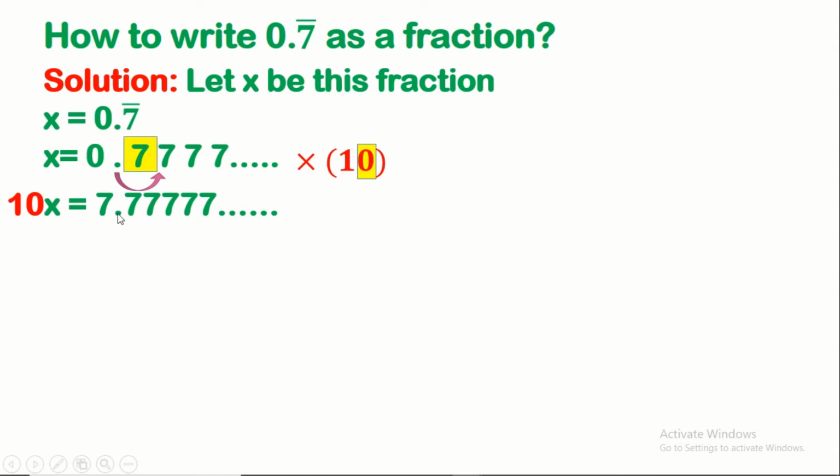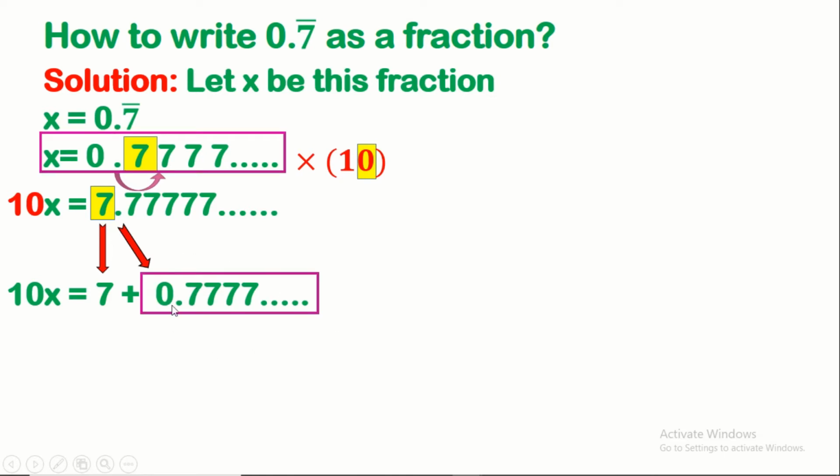7.777... Well, you may tell me we didn't get rid of the point. How to solve this now? We just pick up this 7 alone. So it will be 10x equals 7 plus, instead of 7, we put 0. It will be 0.777... Well, here we also didn't get rid of the point. But if you note something, 0.777... is exactly x. So we can just replace 0.777... by x. Now we can write 10x equals 7 plus x. Here we got rid of the point.